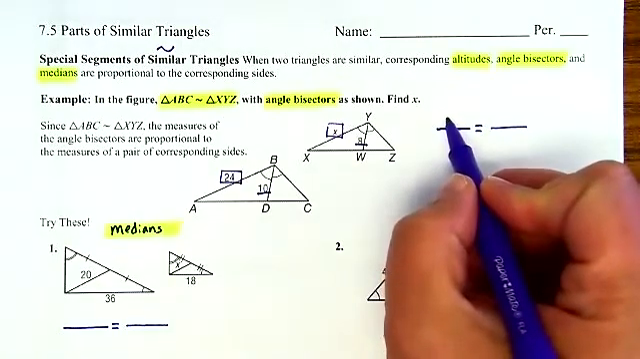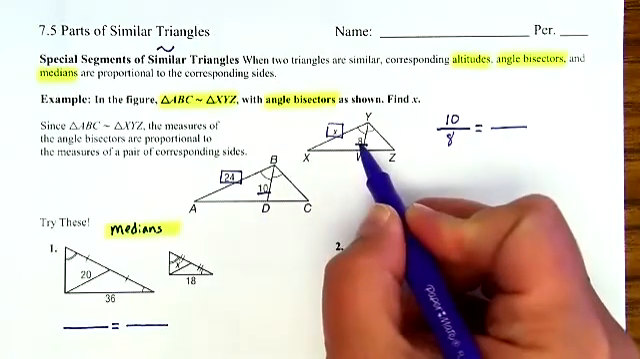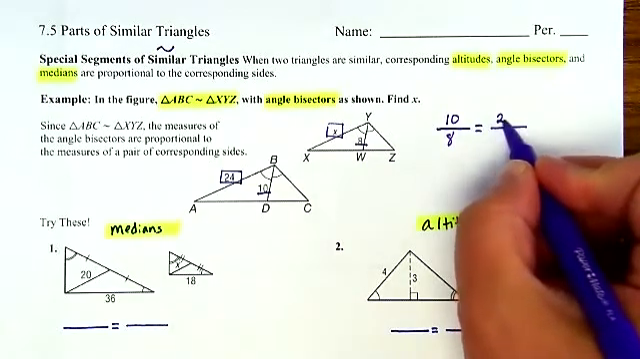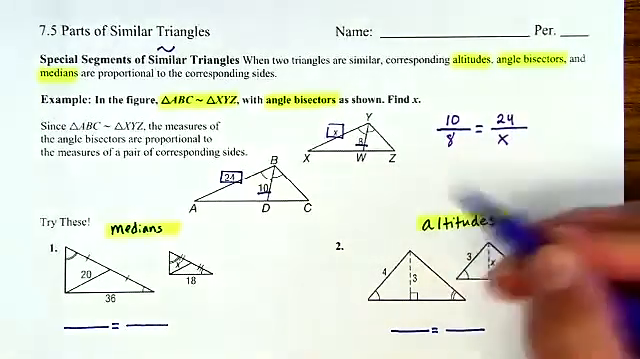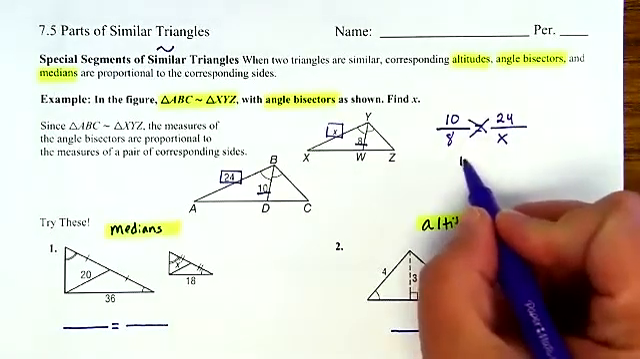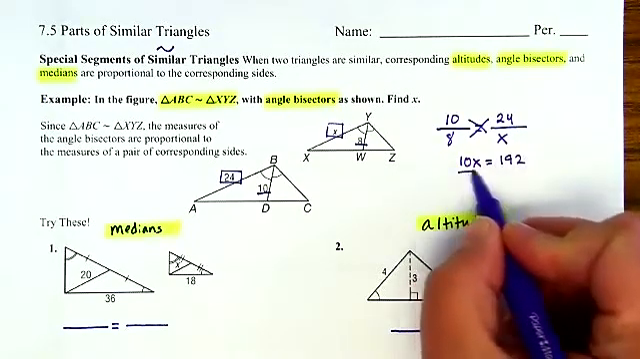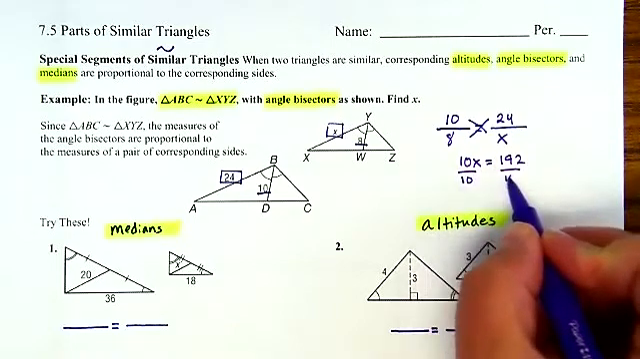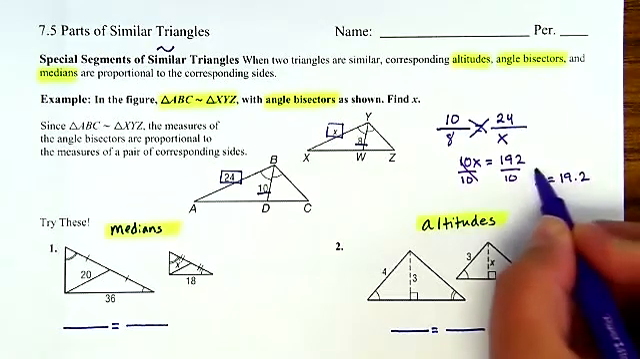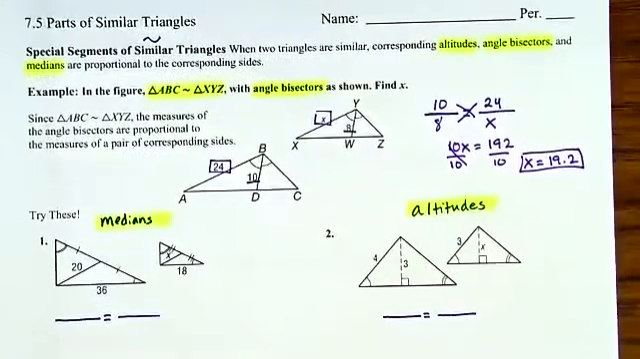to where 10 over 8, so these two parts here, ABC compared to XYZ, is equal to 24 over X. Now to solve this, we just cross multiply, and I get 10X equals 192. Now to get X alone, we're just going to divide by 10 on both sides, and X equals 19.2. Easy as that, right? Let's try the same thing, but with medians.